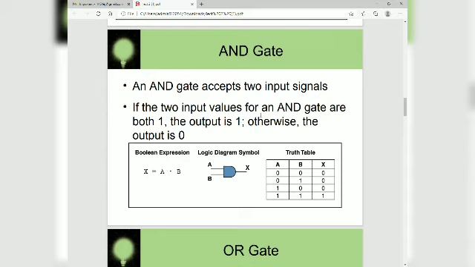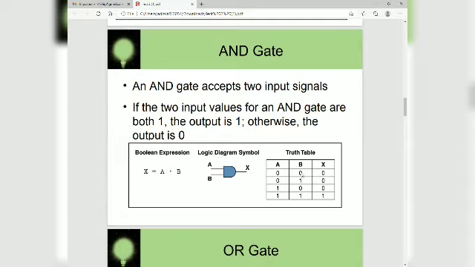So if the 2 input values for an AND gate are both 1, then and only then output is 1, otherwise the output is 0. The Boolean expression of AND gate is X equals A into B. This is the logic diagram of the AND gate. A and B are the inputs and X is the output. This is nothing but the truth table of AND gate. A and B are inputs and X is the output.